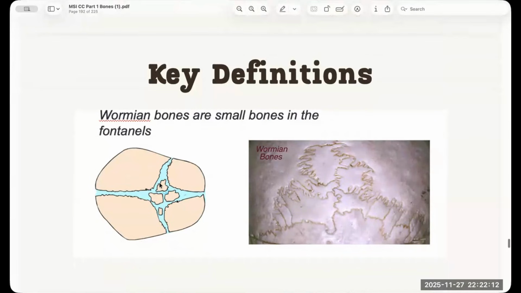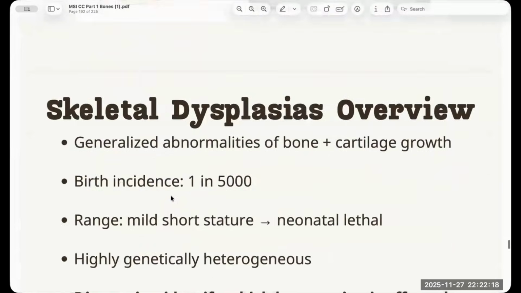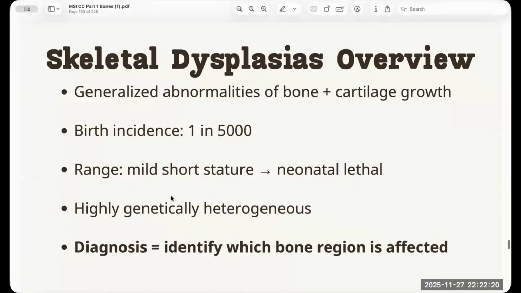Wormian bones are small bones in the fontanelles. Okay, the posterior or the anterior fontanelles. Okay. Skeletal dysplasias overview. As we said, we're gonna come back to dysplasias.